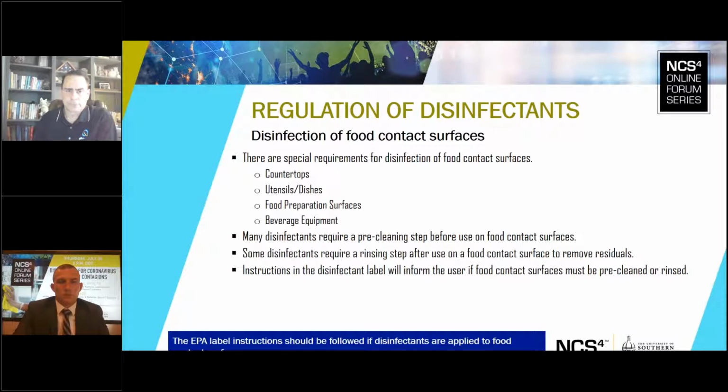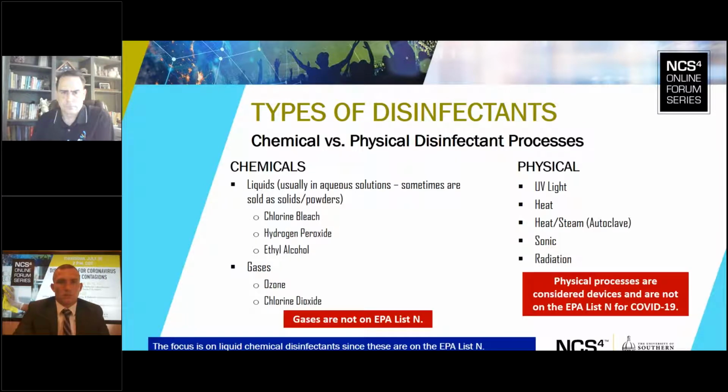And then finally, the last thing I want to say about regulation of disinfectants is that there are special rules for disinfection of food contact surfaces. These are surfaces that you might find in a restaurant or a food serving area: countertops, beverage equipment, things like that. It doesn't actually include the tables that people eat on. This is basically surfaces that might come in contact with food directly, not packages of food, but the food itself. Some disinfectants require a pre-cleaning step before they're used on food contact surfaces. Others actually require a rinsing step after they're used on these surfaces. So that's, again, something you need to pay attention to on the label.